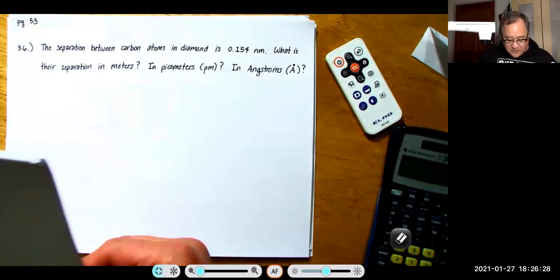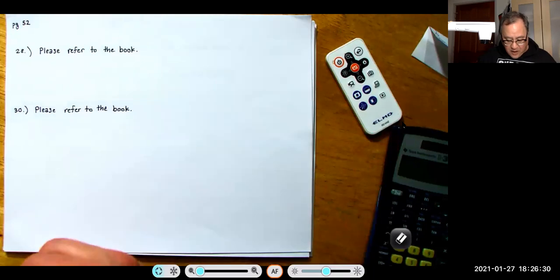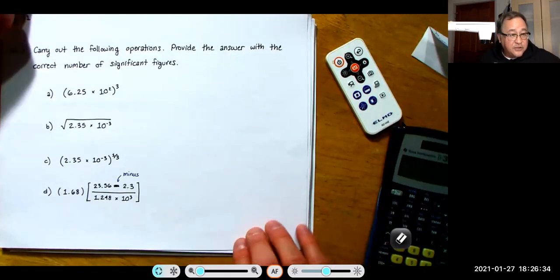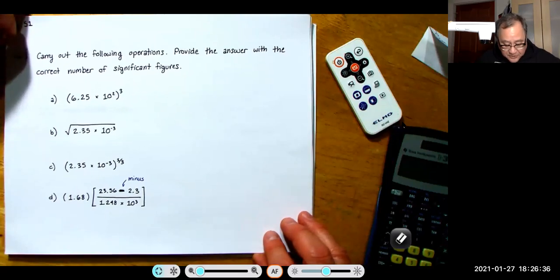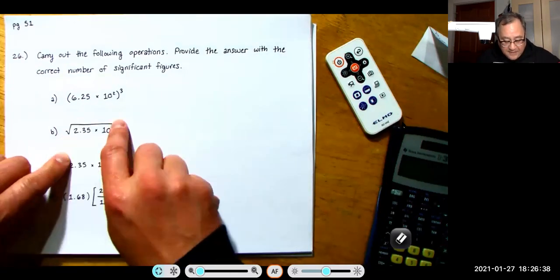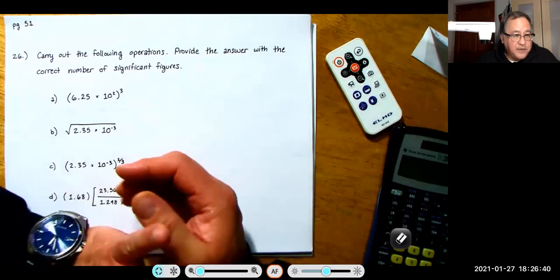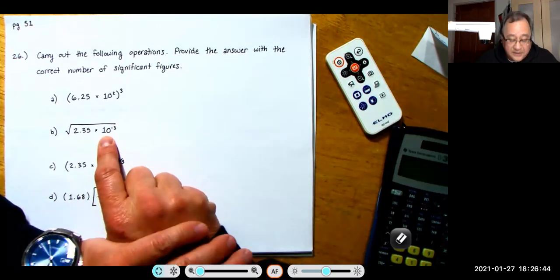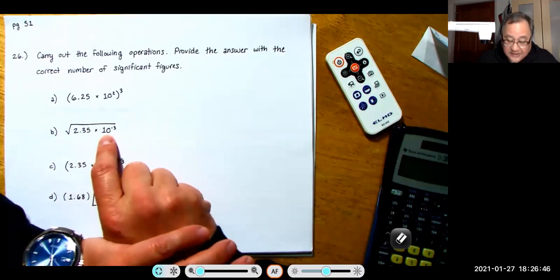So on these problems that we're talking about now, you just get the answer. So let's go back to the problems we're looking at. And you can see the next problem, we're looking at 2.35 times 10 to the minus 3 and the square root of that. Now, I don't know if you guys remember this, but when you take the square root of something that's smaller than 1, because this is smaller than 1, it has a negative 3.